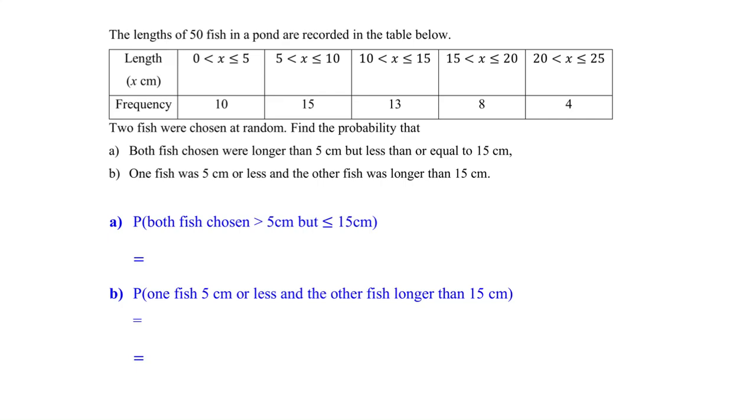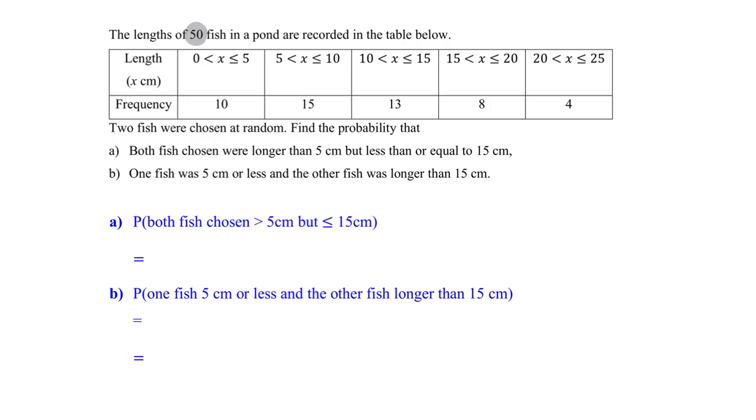Hello everyone, welcome to this video where we are given the length of 50 fishes. This is important. Then 2 fishes will be chosen at random. Find the probability that both fishes were longer than 5 cm but less than or equal to 15.